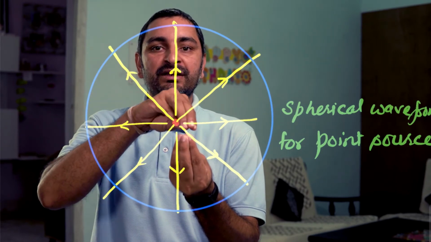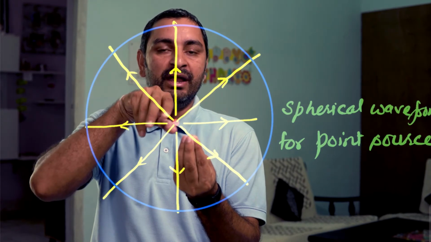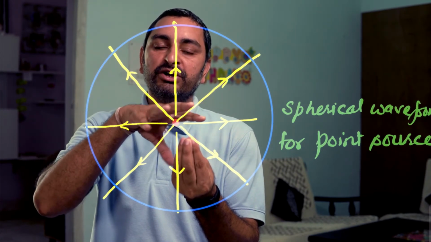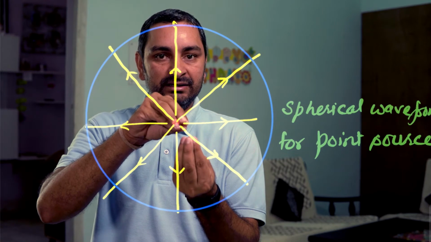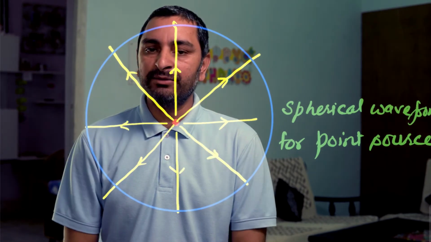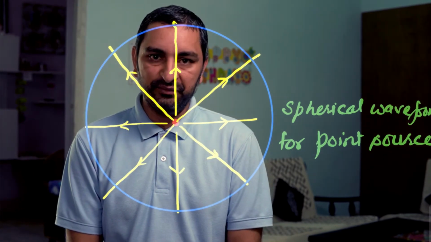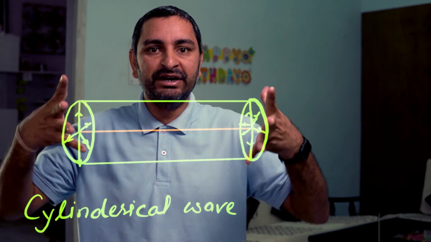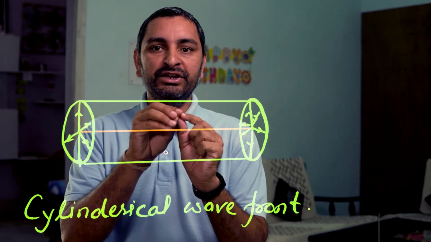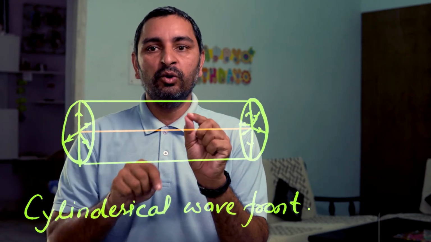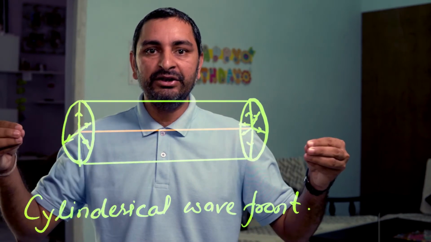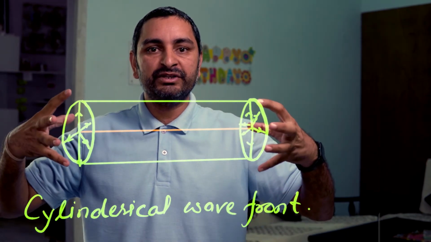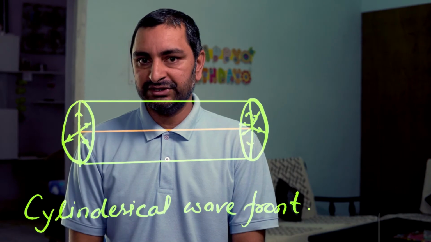If we imagine some points at the waves and join them, then we observe a spherical wavefront. A point source of light produces a spherical wavefront. Now what about a linear source of light? A linear source of light produces a cylindrical wavefront because from a linear source light travels in all directions, but it is linear in nature, so it forms a cylindrical wavefront.